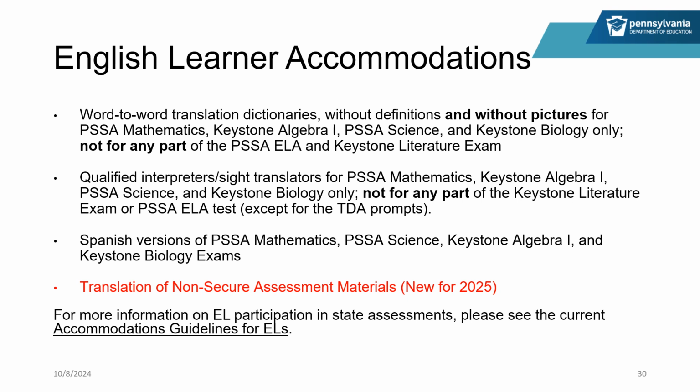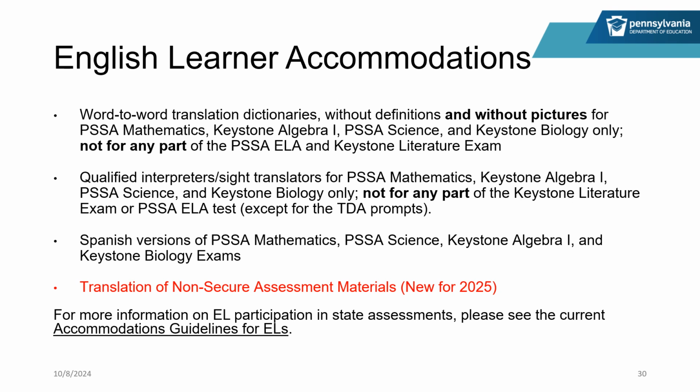This slide outlines accommodations for English learners. It is allowable to use word-to-word translation dictionaries without definitions and without pictures for the PSSA Math, Keystone Algebra 1, PSSA Science, and Keystone Biology only. The word-to-word dictionaries are not to be used for any part of the PSSA ELA and Keystone Literature exams. A qualified interpreter or site translator may be used for PSSA Math, Keystone Algebra 1, PSSA Science, and Keystone Biology only, not for any part of the Keystone Literature exam or PSSA ELA test except for the TDA prompt.